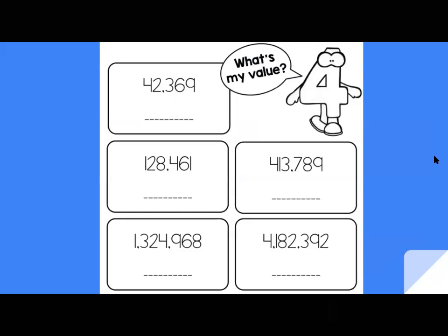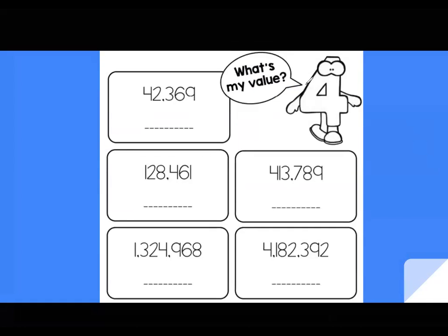So let's take a look at just some basic place value. We have to figure out the value of the 4 in each number. So we have a 4 right here, and the 4 is in what place? Well, here's a comma, so that'll help us figure out what place this 4 is in. The 2 is in the thousands, the 4 is in the 10,000s, so that means it would have a value of 40,000.